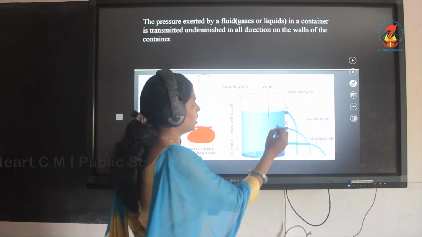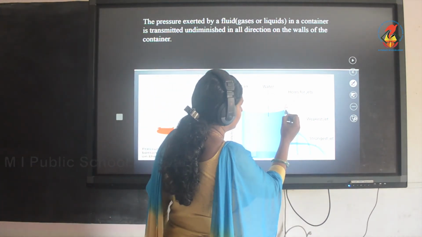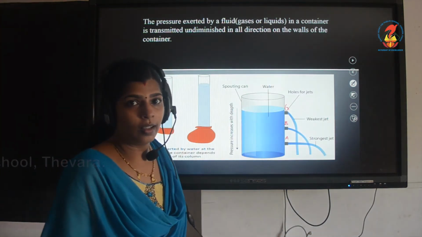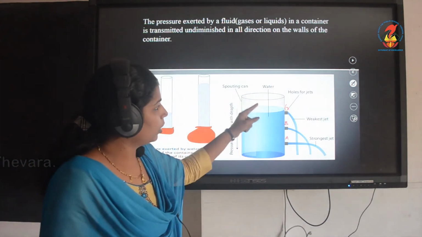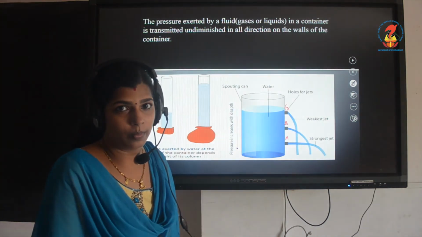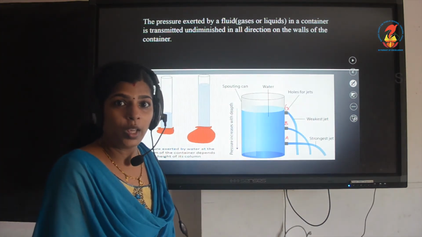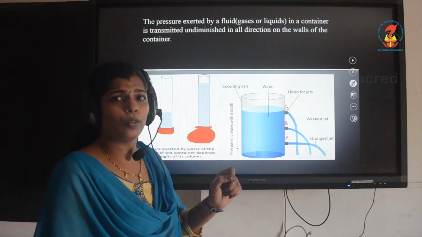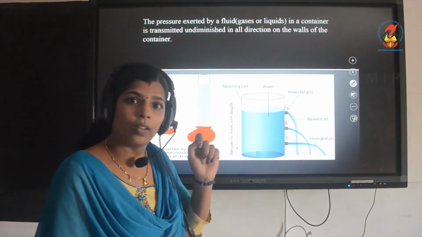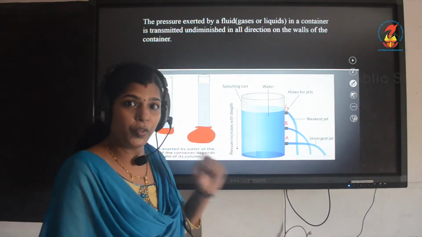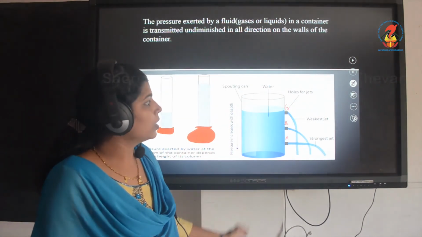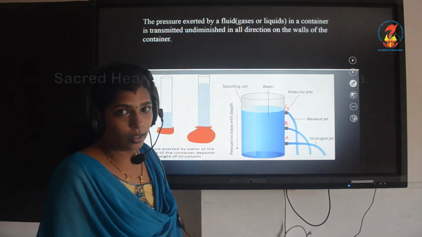So from this height, only this much height is there. In that case, the water coming out from hole C will be a weak stream, or the force of the water coming out from that hole C is less or weak.